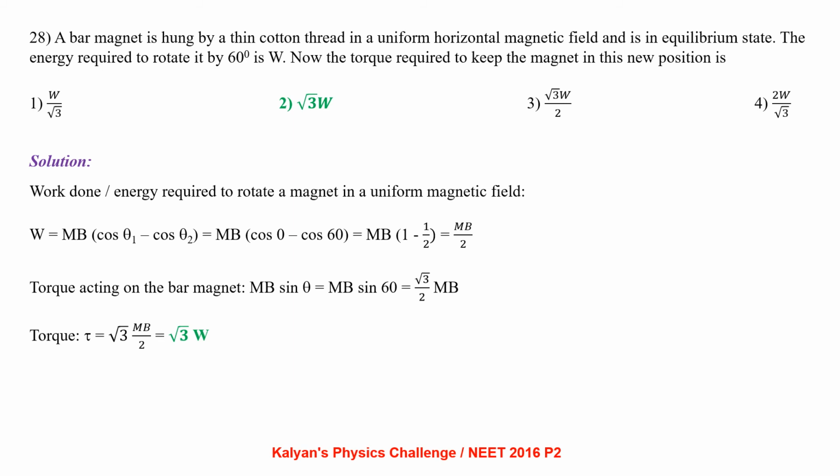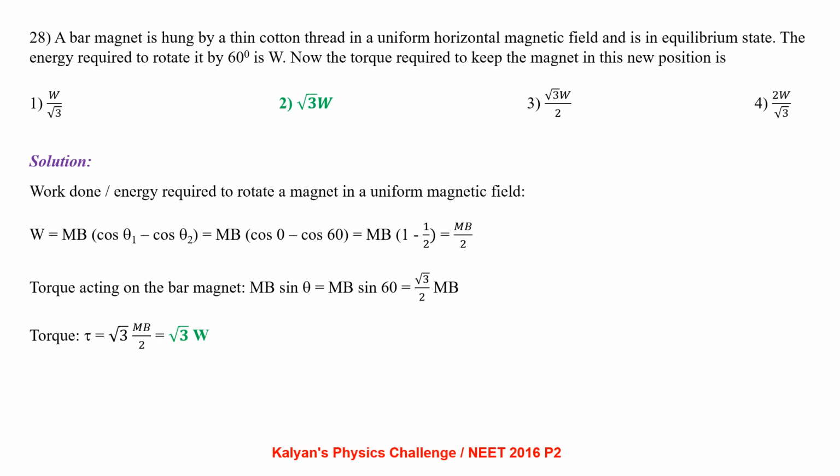A bar magnet is hung by a thin cotton thread in a uniform horizontal magnetic field and is in equilibrium state. The energy required to rotate it by 60 degrees is W. Now the torque required to keep the magnet in its new position is.